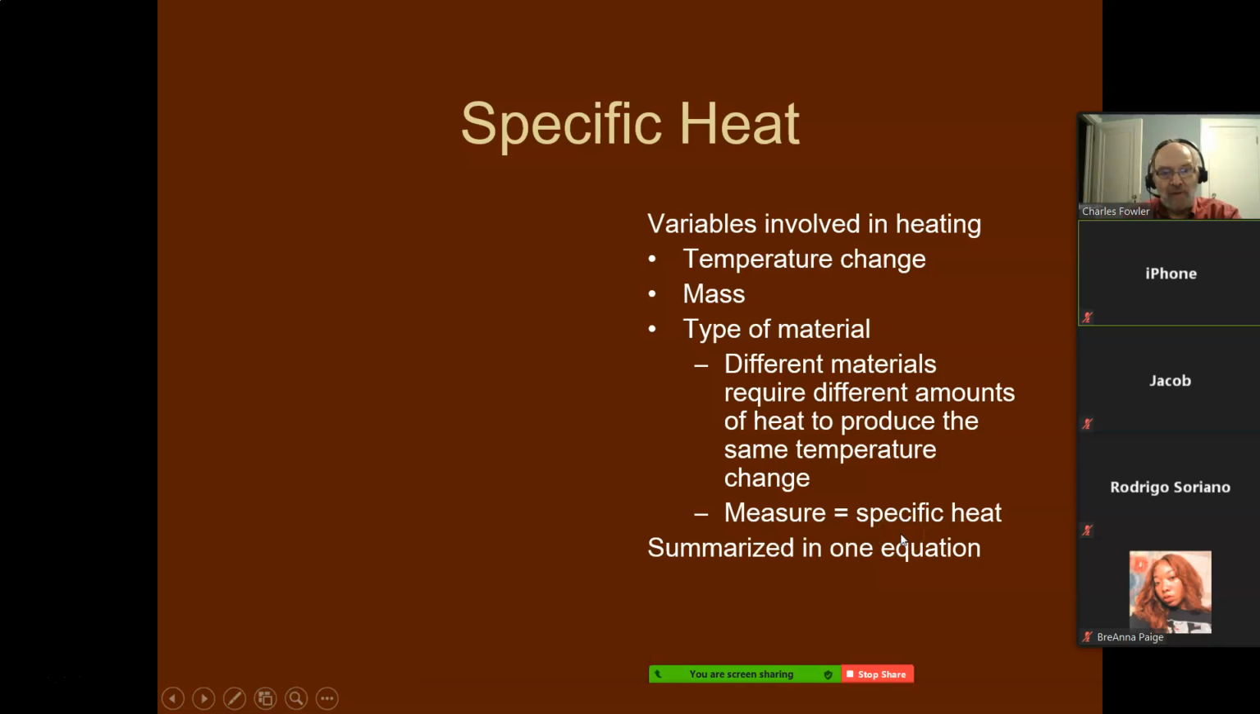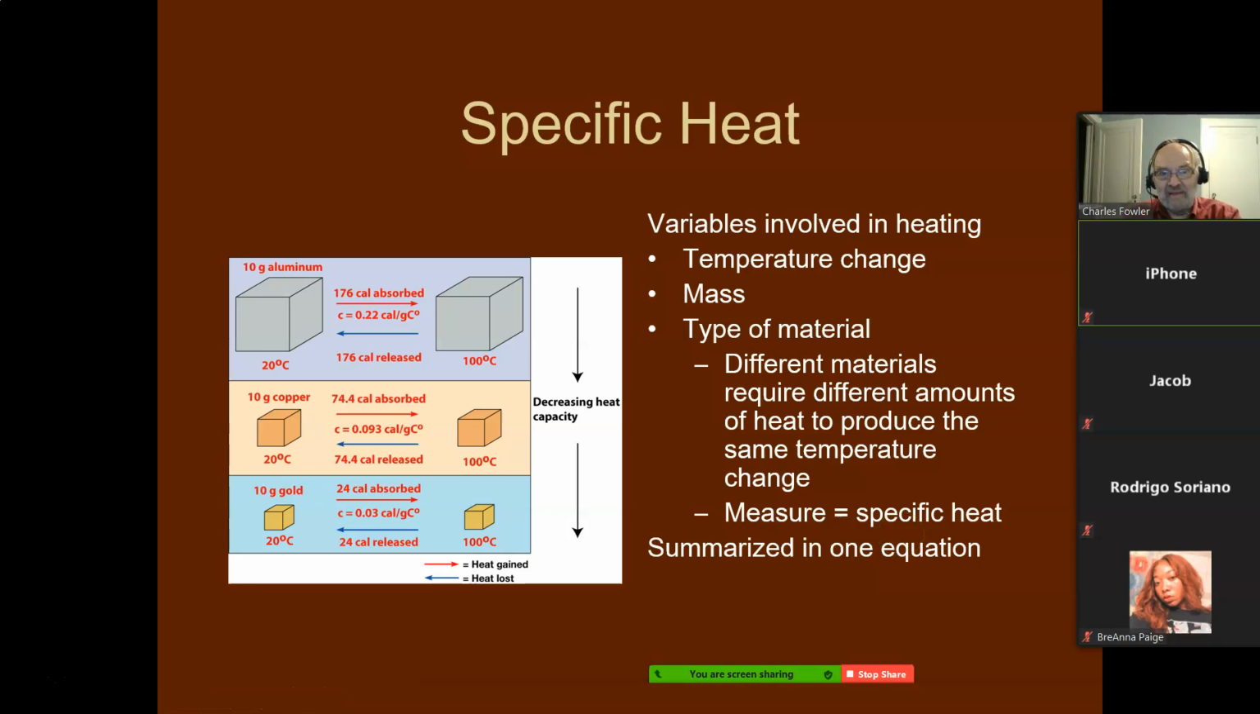This is summarized in one equation, and here it is. Now in this chapter, capital Q is going to stand for heat. Heat is equal to m, the mass, we talked about that, different amounts of mass, times c, the specific heat, and then delta T, that's your temperature change. Remember the delta, I've been focusing on that a lot. Finally, the book focuses on it, delta T. That is our basic heat equation: Q equals m c delta T.